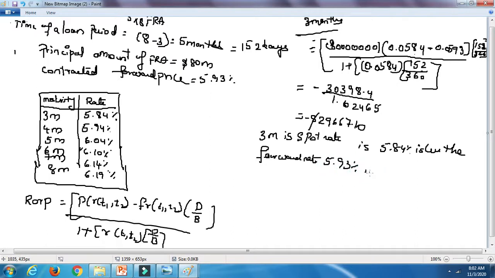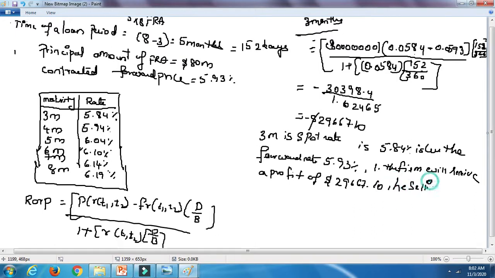$5.93. So therefore the firm will receive a profit. Whenever it is less, the firm, even though it is minus, will receive a profit of $29,667.10, because it is selling the forward rate agreement. So in the same manner you need to do it for all of them. This was the first one, 3 months.